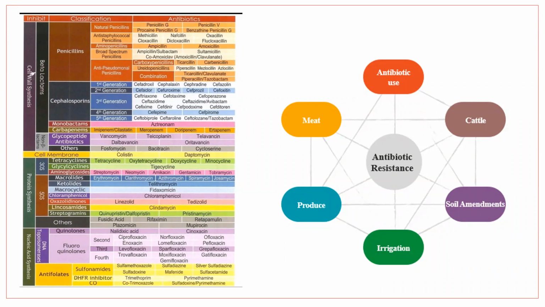And again, based on the mode of action or the mode of activity of the antibiotics, you can have cross resistance between one class and the other. And the chart to the right just shows us the complexity of this. So antibiotic use goes into the environment, irrigation water, on produce, on meat, and that way the cycle continues.